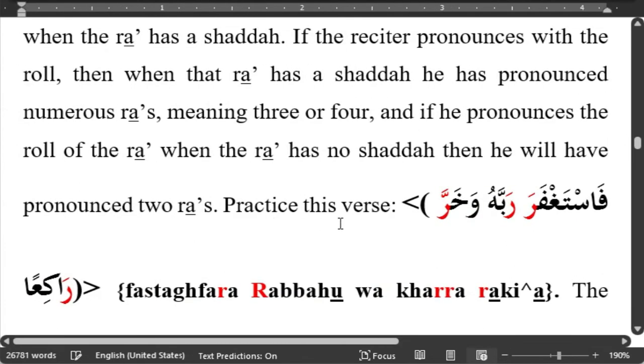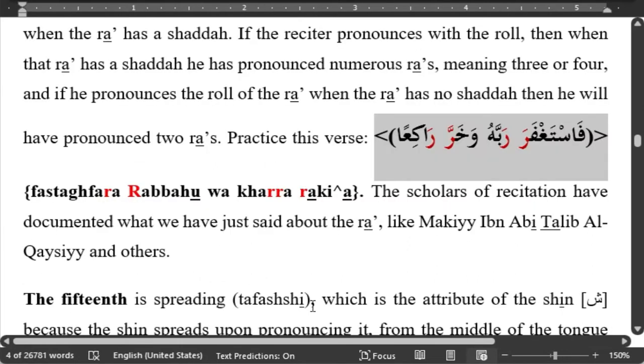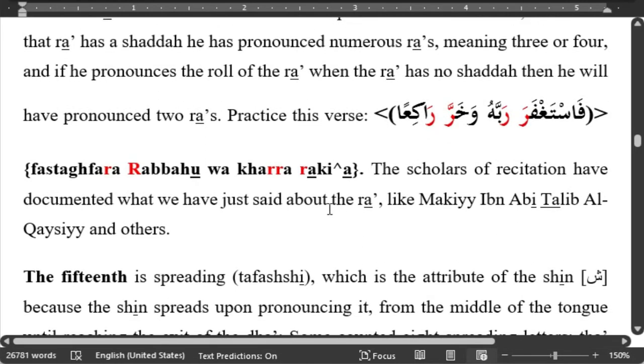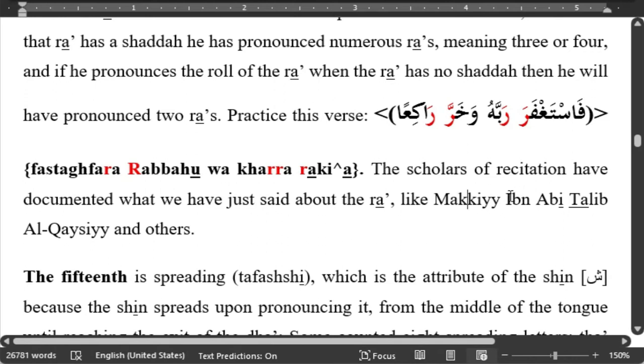Practice this verse of the Quran. فاستغفر ربه وخر راكعا. فاستغفر ربه وخر راكعا. فاستغفر ربه. وخر راكعا. خر, خر, خر. فاستغفر ربه وخر راكعا. The scholars of recitation have documented what we have just said about the ra, like Mekki Ibn Abi Talib al-Qaysi, and others.